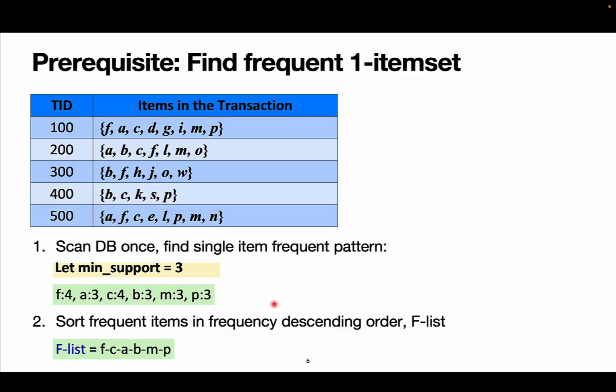Let's walk through an example to understand how FP growth works. Suppose that we have a database that consists of 5 transactions. Minimum support is 3. The method starts with scanning the database once to find single item frequent patterns. As you can see, F appeared 4 times, A 3 times, C 4 times, and so on. Then it will sort these frequent items based on the frequency in descending order. So we're going to have F, C, A, B, M, P.